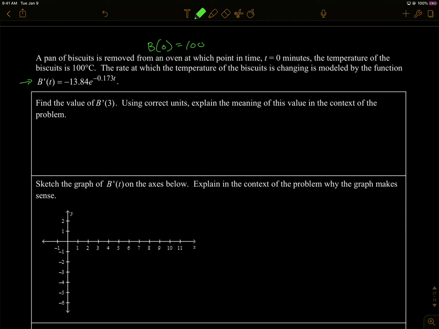So find the value of B prime of 3. So first of all, B prime of 3 is negative 13.84 e to the negative 0.173 times 3. And that's going to be equal to negative 8.236 degrees Celsius per minute. Remember, that's a rate because it's a derivative.